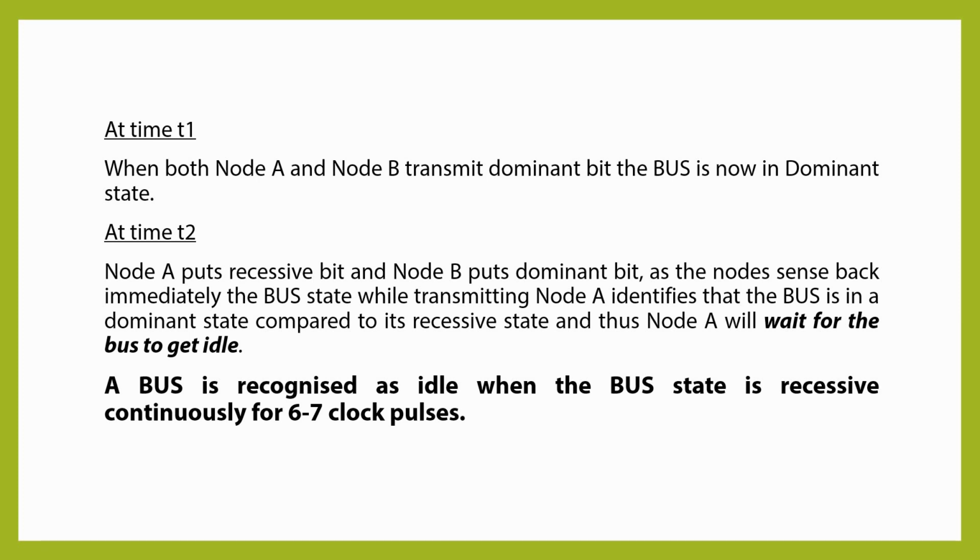Now, a bus is recognized as idle when the bus state is recessive continuously for 6 to 7 clock pulses. That is a standard set by all the international bodies. For 6 to 7 clock pulses, we need to get a continuously recessive state to determine that the bus is idle and no one is sending anything new. So that is a standard. We use such standards while programming. Okay, moving forward.